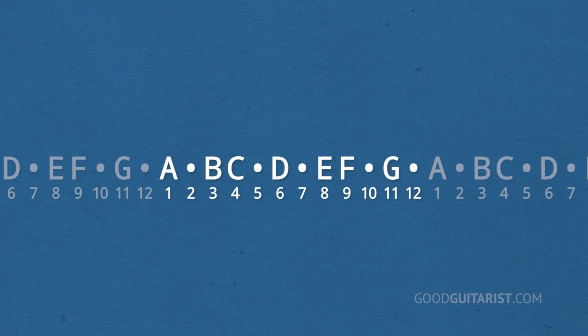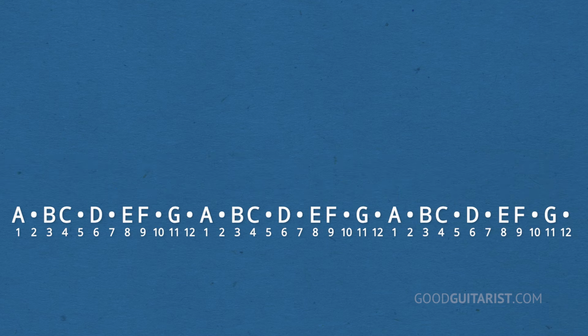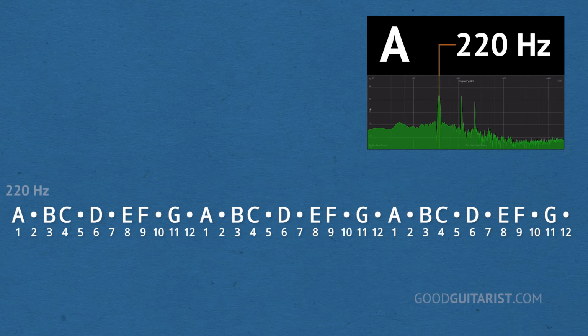Let's just ignore it for now. Either way, we end up with all the notes, and it goes on forever and ever in either direction. The note that we call A is 220 hertz. The next A is 440 hertz, and the A after that is 880 hertz. We're just doubling the frequency every octave.